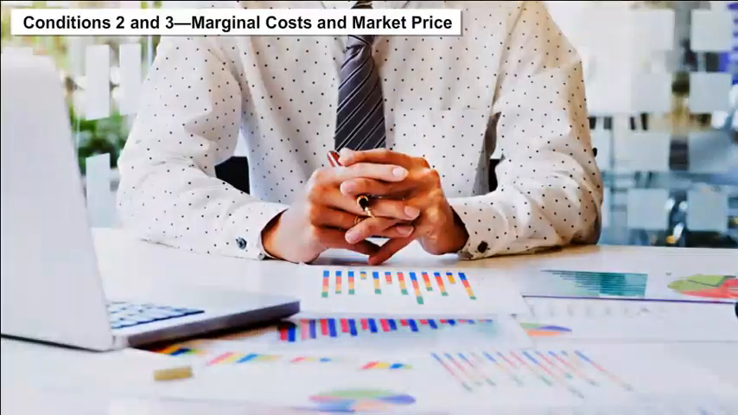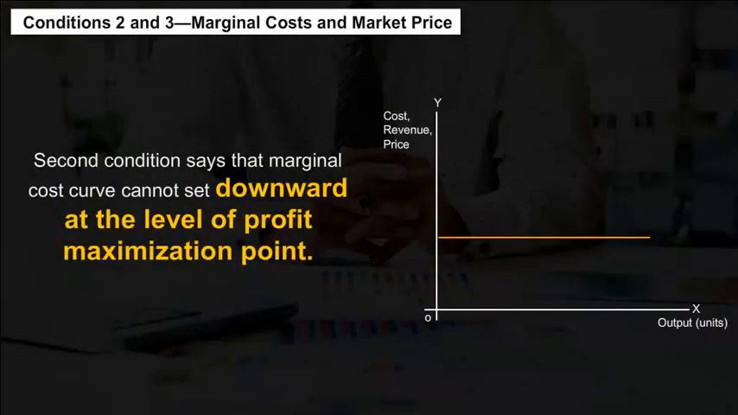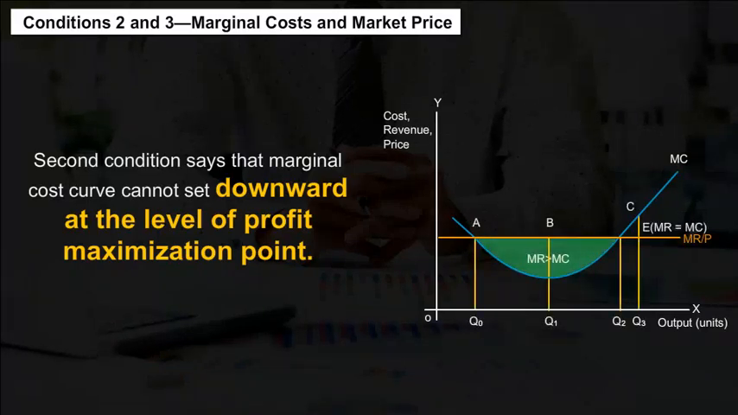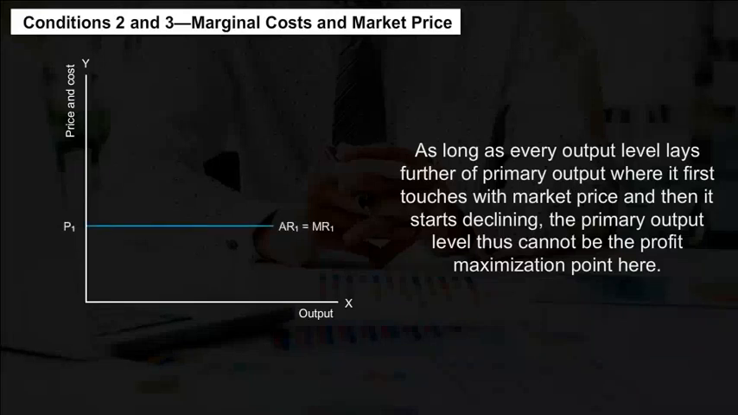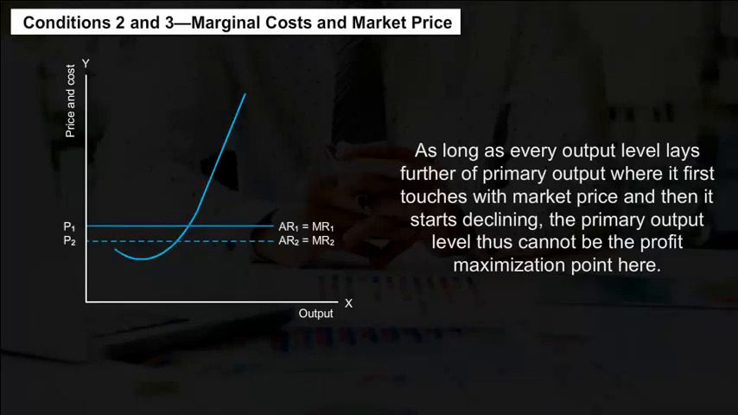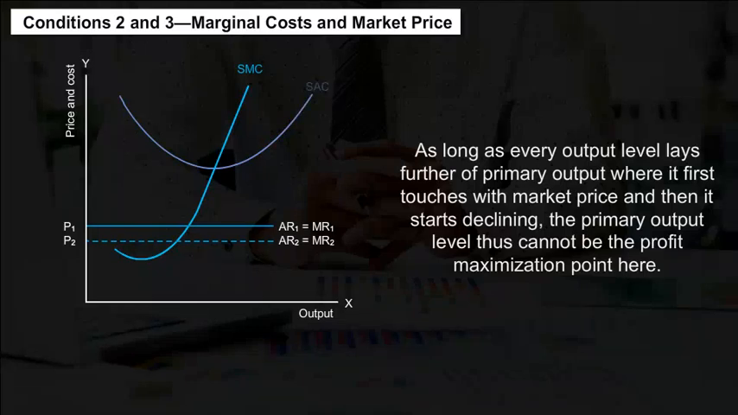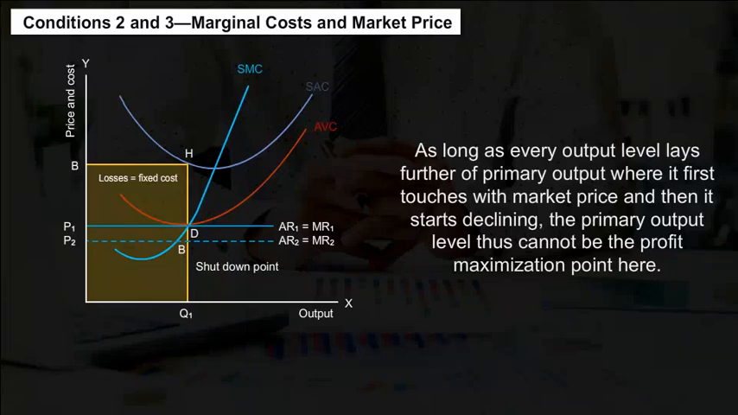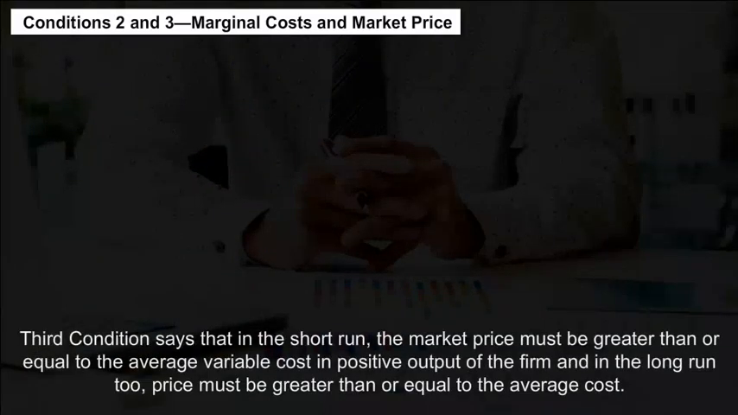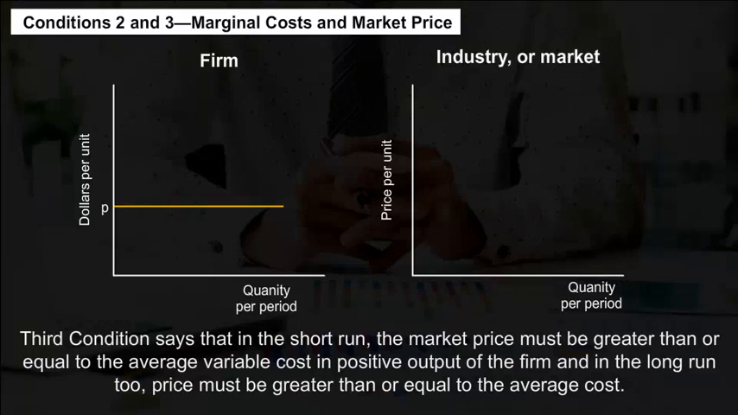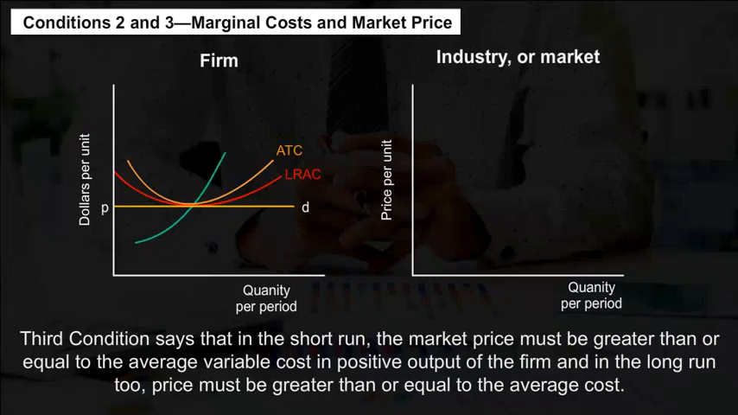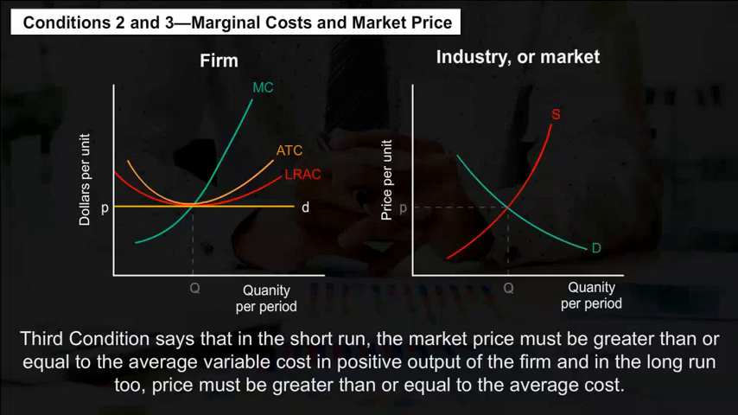Marginal costs and market price. The second condition says that the marginal cost curve cannot slope downward at the profit maximization point, as long as every output level lies further than the primary output where it first touches the market price and then starts declining. The primary output level thus cannot be the profit maximization point here. The third condition says that in the short run, the market price must be greater than or equal to the average variable cost at positive output of the firm, and in the long run too, price must be greater than or equal to the average cost.